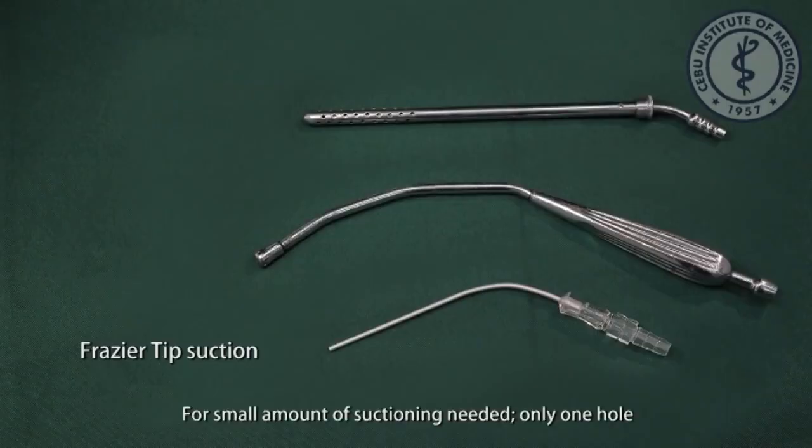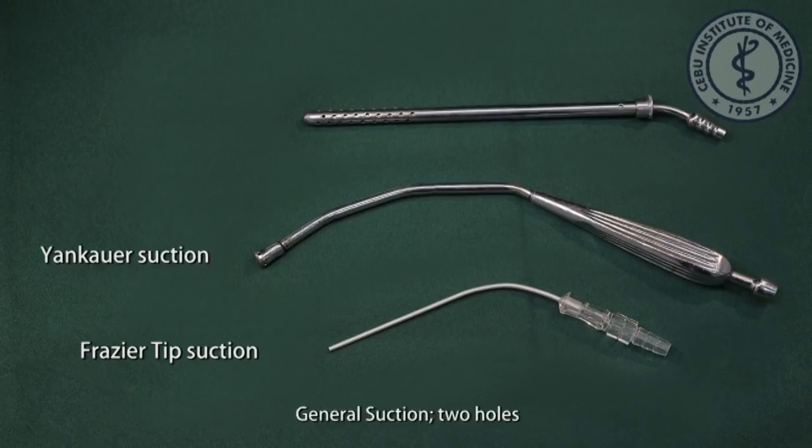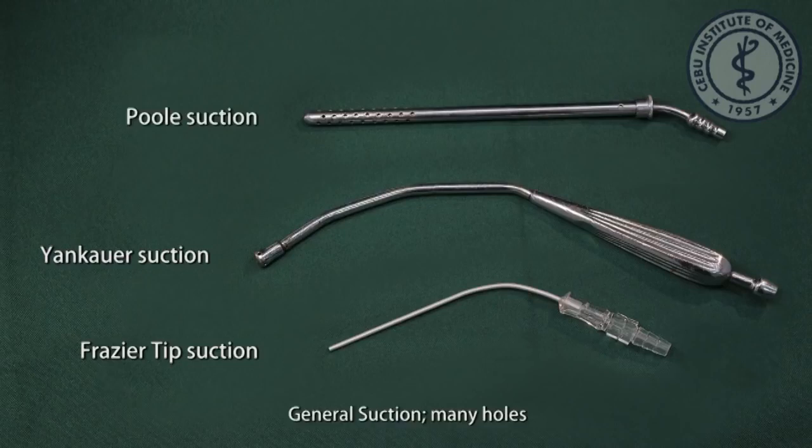Suction. Frazier tip suction, for small amounts of suctioning needed, only one hole. Yankauer suction, general suction, two holes. Pool suction, general suction, many holes.